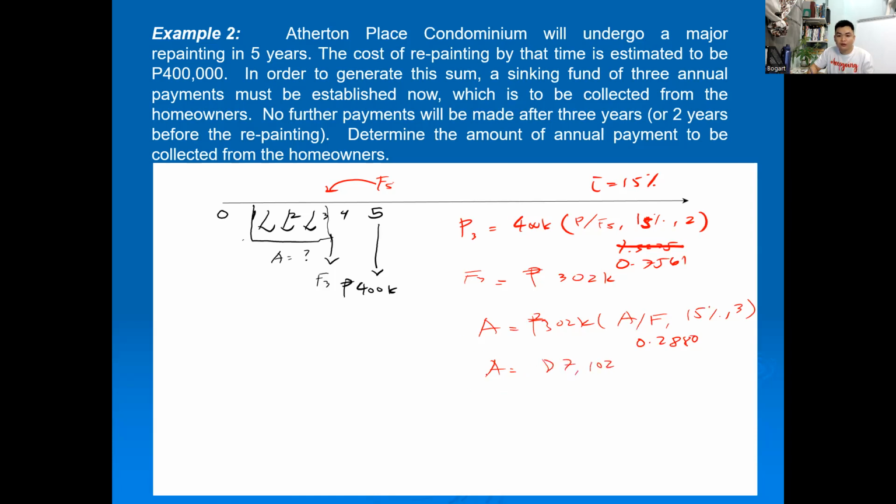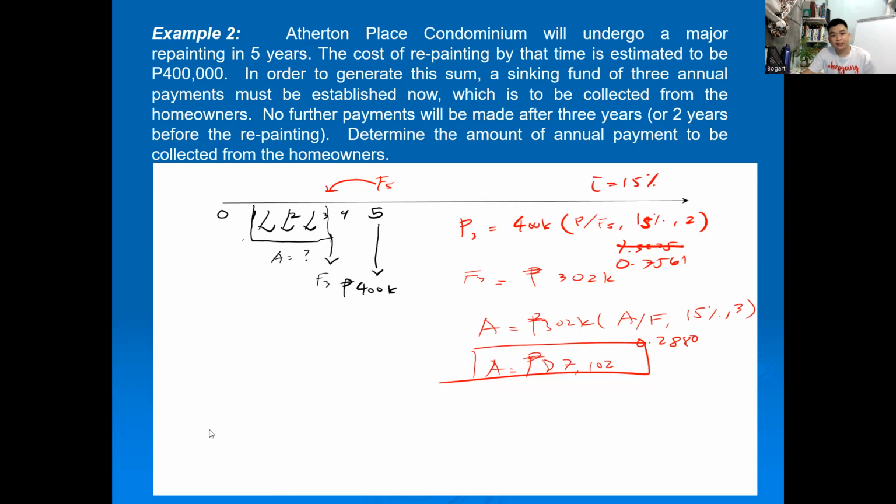So, ang kailangan bayaran ng mga homeowners, ang laki-laki, no? 8710. Pero di-divide mo naman yan sa total number of unit owners. So, let's say, sa condo, meron silang 300 residents or 300 rooms. So, 300 pesos lang kung kailangan nila.